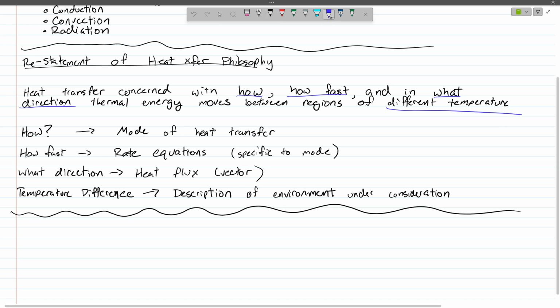So our goal today is going to be to answer very broadly, or to address, all four of these facets for each of the three modes. So let's start with thermal conduction.